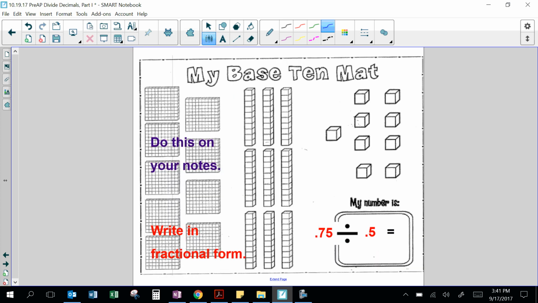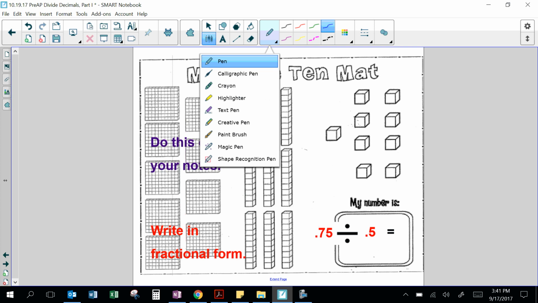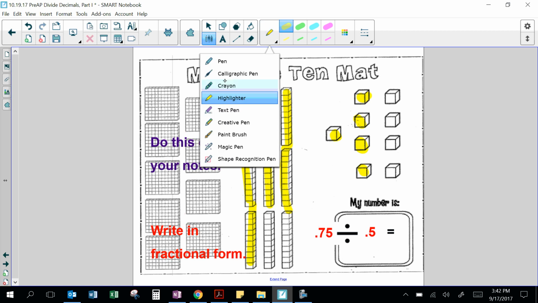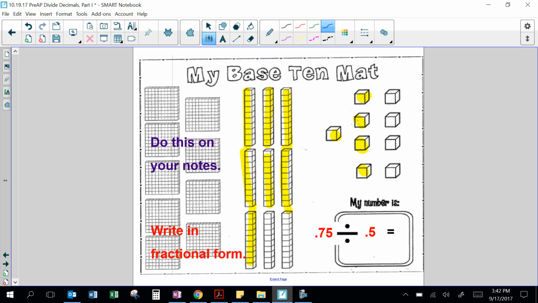Let's look at a last example. We have 75 hundredths. 10, 20, 30, 40, 50, 60, 70, 75 hundredths. I would like to divide this into 5 tenths. How many groups of 5 tenths go into this? One group of 5 tenths.